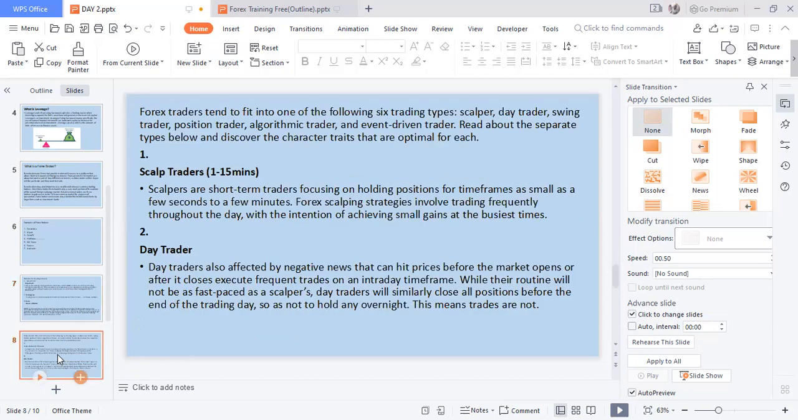The next one is types of traders. We have scalp traders, we have day traders. I listed these things before, but let me just quickly dive through the scalp trader. Scalp traders are short-term traders focusing on holding positions for time frames as small as a few seconds to a few minutes. What are we saying? Scalp traders are the kind of traders that will say, well, I have come into the market, I am making a profit, boom, they shoot off.